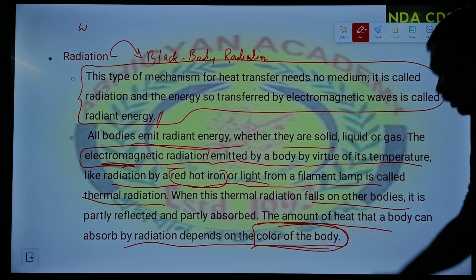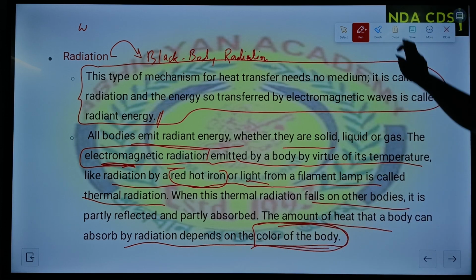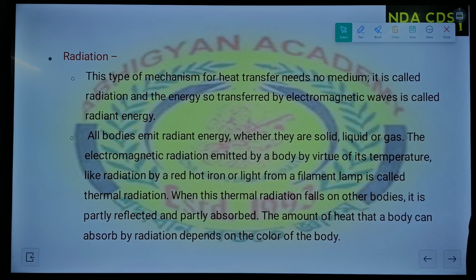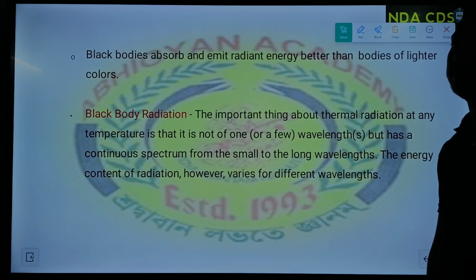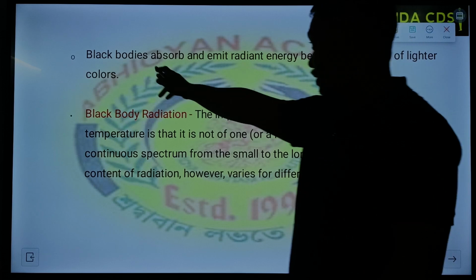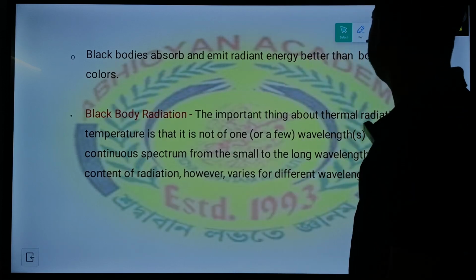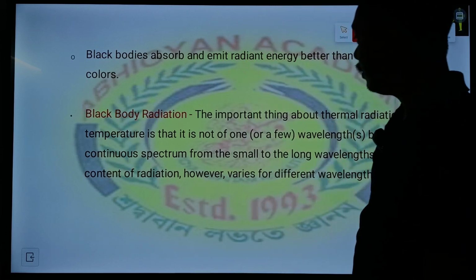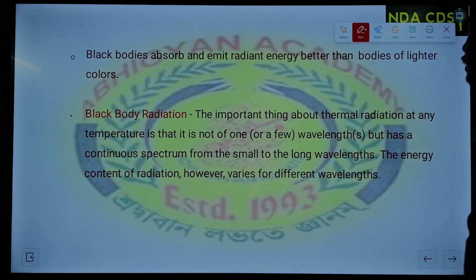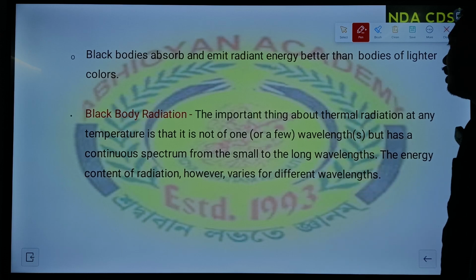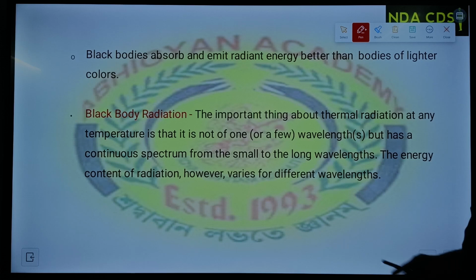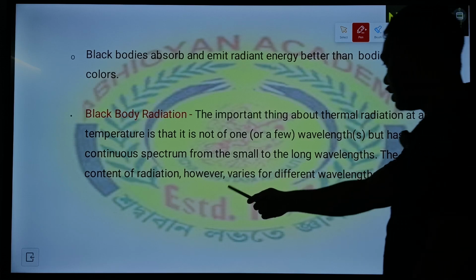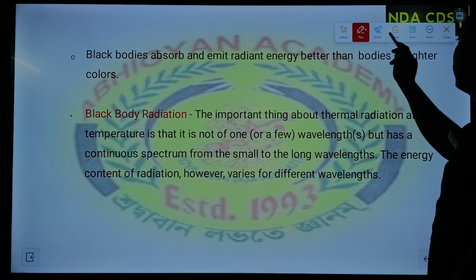It depends on the color of the body. Now you understood why it's called black body. See, black bodies absorb and emit radiation better than any other bodies of lighter colors. Now, what is a black body? The important thing about homogeneous temperature is that it has a continuous spectrum from small to long wavelengths. The content of radiation, however, varies for different wavelengths.